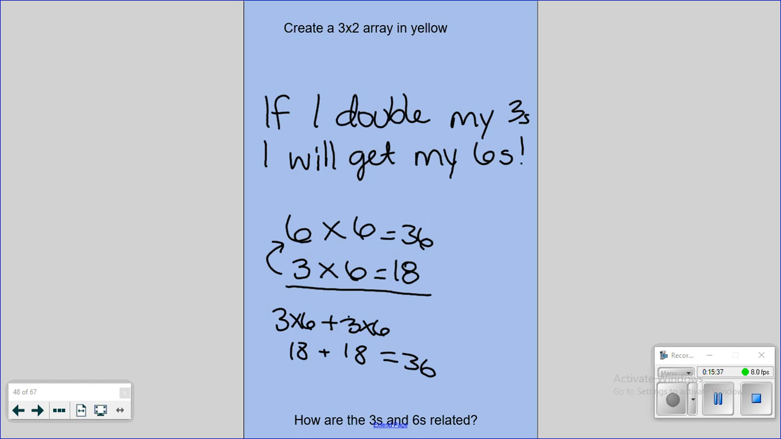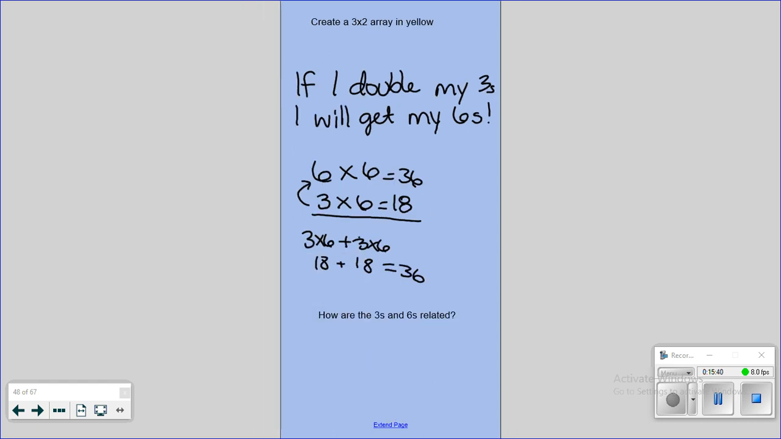Let's try one more. How about 6 times 9? Okay. 6 times 9. I want you to try and solve it with your 3s. When you figured out what is 6 times 9, give me that secret sum.